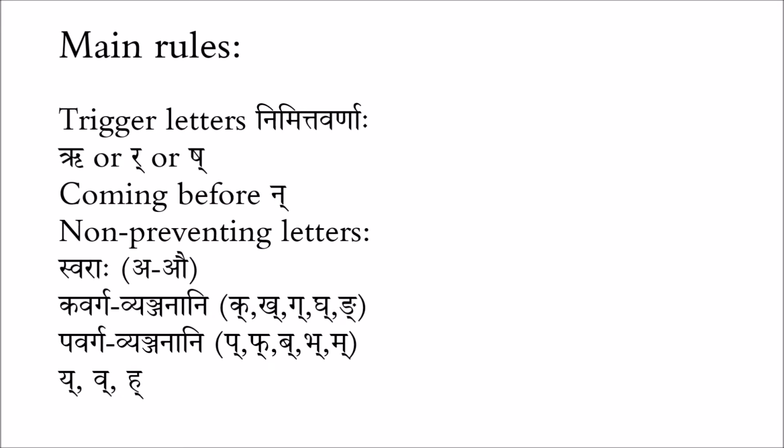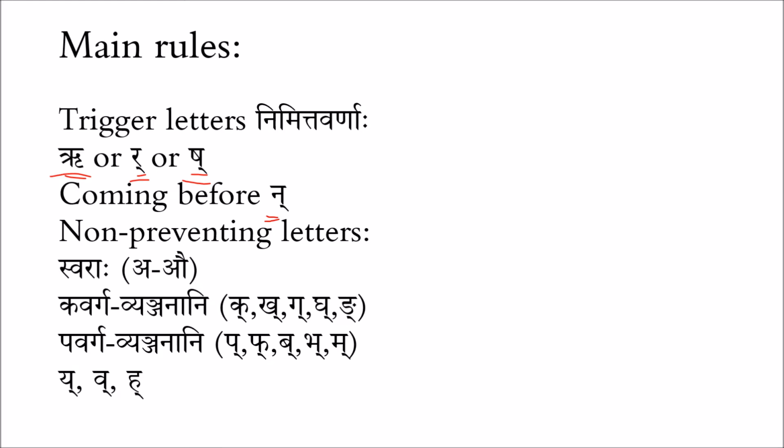Let's look at the rules for changing Na to Na quickly. There are many rules in Sanskrit grammar, but the main rules which can be easily remembered are like this. There are three trigger letters, Nimitta Varnaha. Trigger letters means which cause changing of Na to Na. So these three letters are Ru, which is a vowel, and Ra, which is a consonant, and Sh, which is also a consonant. One of these letters has to be before Na in a word.